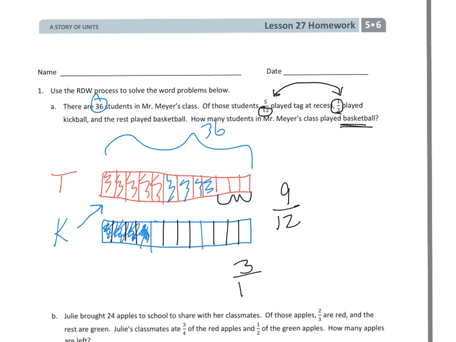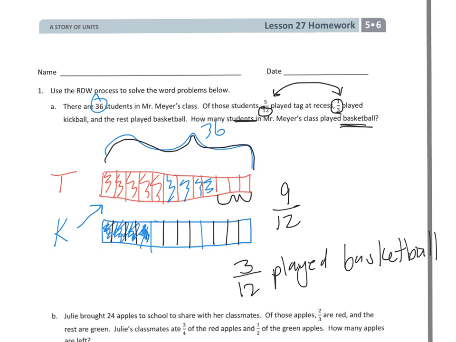So 3/12 played basketball. But that's not going to help us because it's asking us how many students. 3/12 of the students? Yeah, but they want an actual number. So if I know that all 12 of these equal 36, I want to know what's inside of one of these. So I would do 36 divided by 12. And that would get me 3.